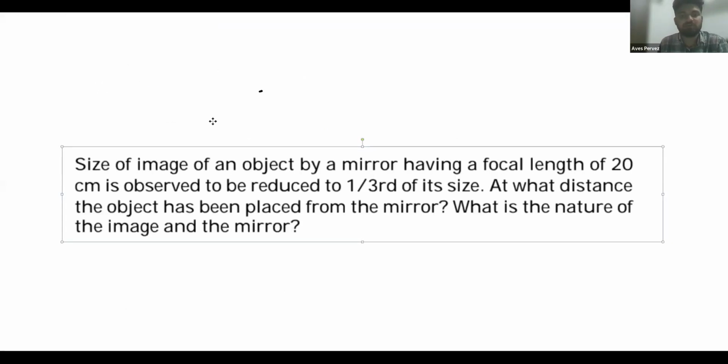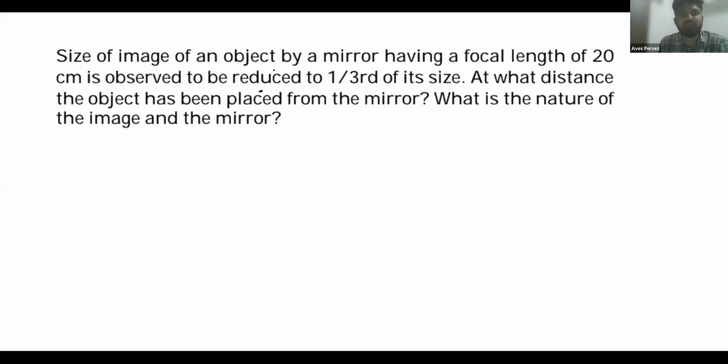Let's solve this question. The size of the image of an object by a mirror having a focal length of 20 centimeters is given. Here it is not given that it is a converging mirror or a diverging mirror, or a concave mirror or a convex mirror. But the focal length is given to you, 20 centimeters, and the image size is reduced to 1/3 of its original size. So we can say here that the magnification is 1/3.